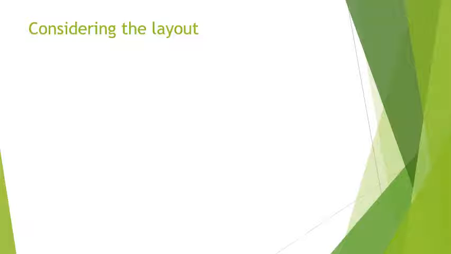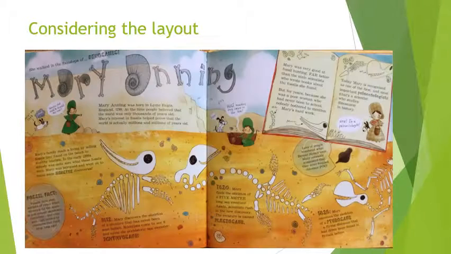For the second task then, I want you to consider the layout. I want you to think about how this information is going to look on the page. Where do you want the heading to be? Where do you want the subheadings? Are you going to include any pictures? Where are they going to go? So thinking about some examples that we've looked at this week, we looked earlier on about Mary Anning and how this was set out.